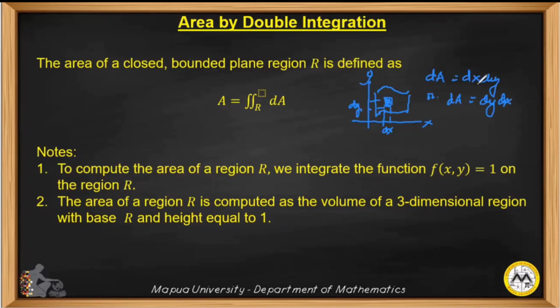depending on whether it is horizontally simple or vertically simple. This is equivalent to using a horizontal element, and equivalently this is using the vertical element. And to illustrate, let us consider the first example, but this time instead of using this PowerPoint, we are going to use the whiteboard.